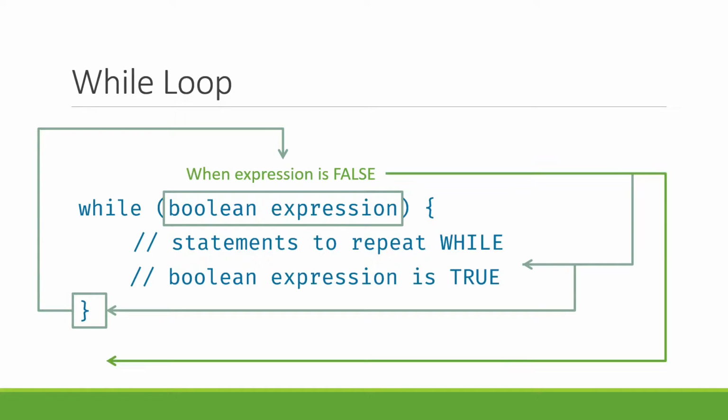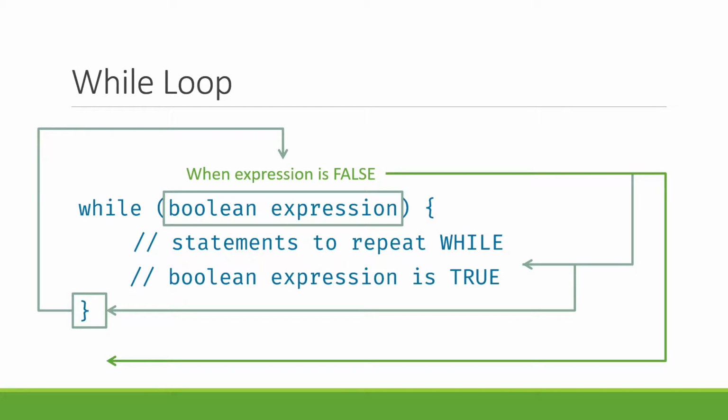We continue in this manner until eventually we're going to reevaluate the Boolean expression and find that it's false. In this case, the loop is finished and it terminates. Control then moves to any code that is after the while loop, which could be any statements after the closing brace. The key thing to remember is that the loop continues as long as, or while, the Boolean expression is true. As soon as the condition is false, the loop then terminates or stops.